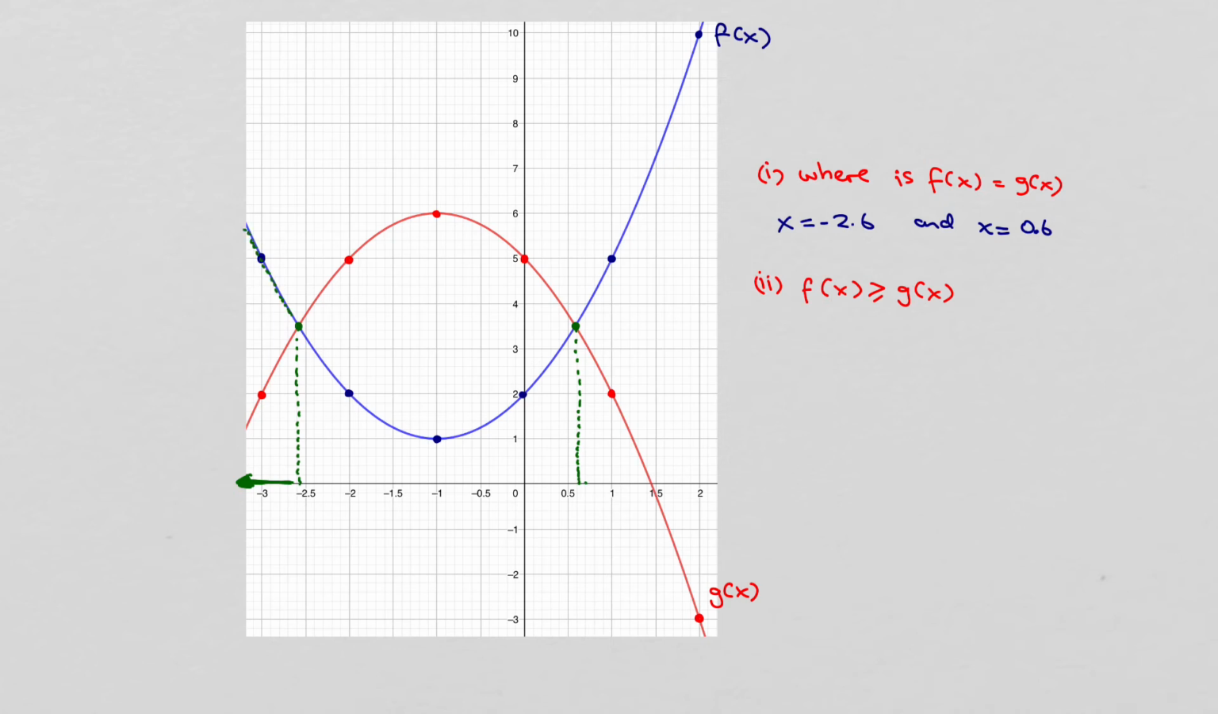And if I also go to the right then of 0.6, again we can also see that the blue graph is above the red. So we would say f of x is greater than g of x where x is less than or equal to minus 2.6, and also where x is greater than or equal to 0.6. And again, we have to use the equal to because we were given equal to. If we just said where is f of x greater than g of x, then we would just say x is less than minus 2.6 or x is greater than 0.6.